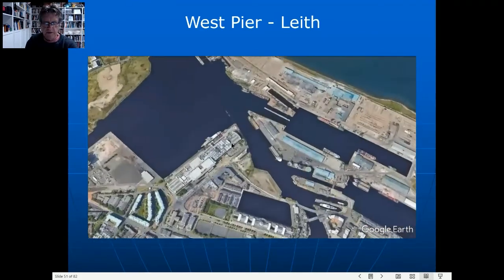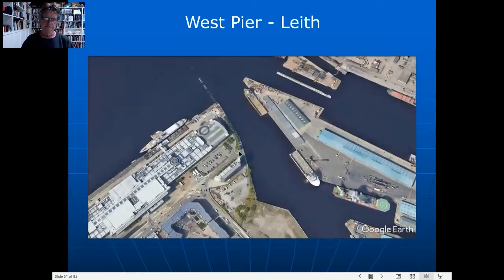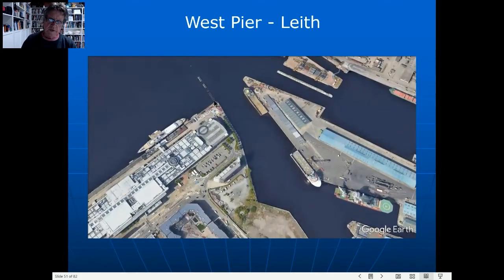This is Edinburgh. Now we're into Leith, and you can see that's the West Pier. It would have gone from back here. It's all been built in now. That's the HMS Britannia, the Royal Yacht. So that's the West Pier. That's the old remnants of the West Pier there.